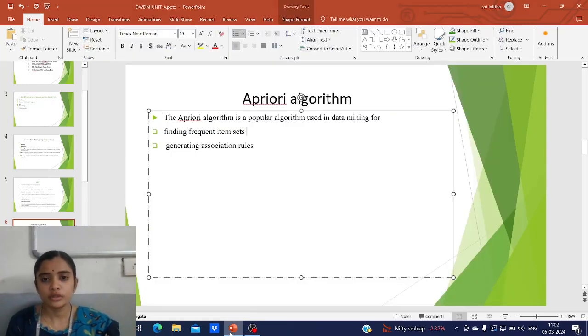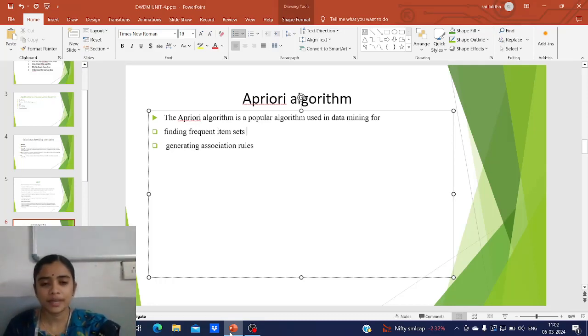Good morning, all. Today we will discuss the Apriori algorithm. The main motto of the Apriori algorithm is to find the frequent item sets from the given data set. And second, it will also generate the association rules. How to generate the association rules based on the support and confidence, and how to find the frequent item sets. So this is also based on the support and confidence.